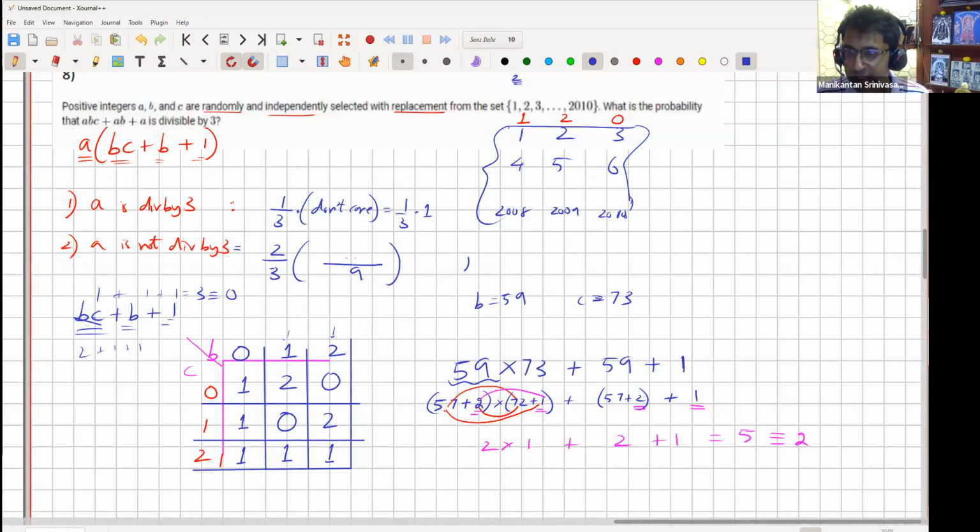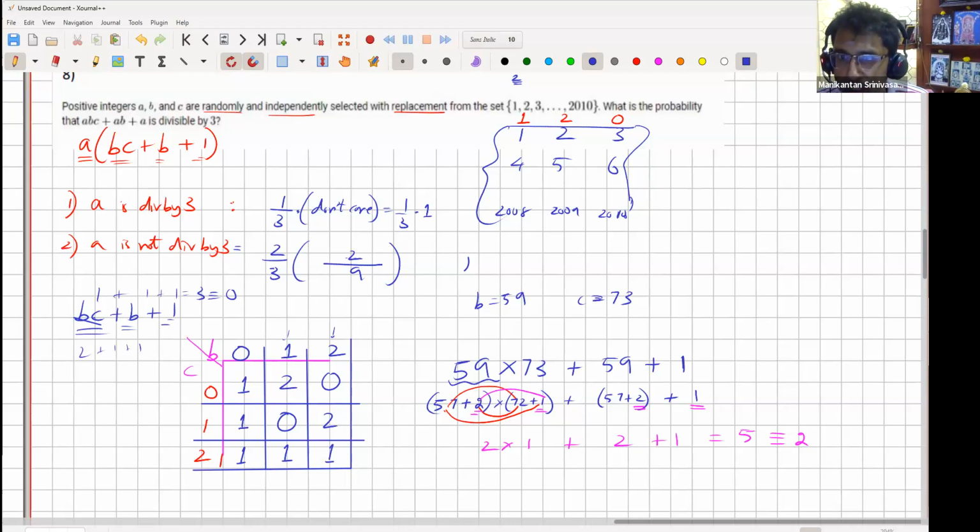So of the 9 squares that I filled, only 2 of them were cases. And I don't literally have to count how many, because it's all symmetric, right? We have an equal number of B's which will leave a remainder of 1, which will leave a remainder of 2, which will leave a remainder of 0. Likewise with C also. Therefore, it's symmetric. That's why he has given the number 2010.